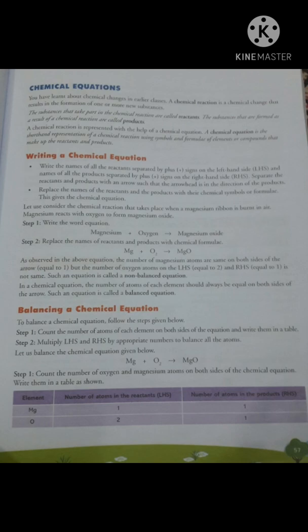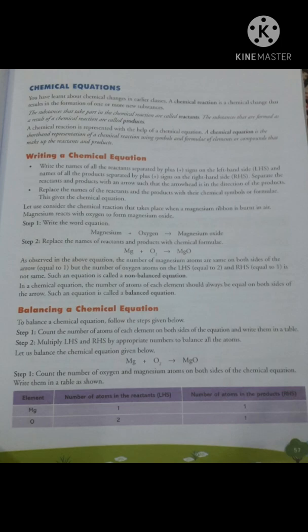Step 1: count the number of atoms of each element on both sides of the equation and write them in a table. Step 2: multiply the left hand side and right hand side by an appropriate number to balance all the atoms. Now let us balance the chemical equation given below. Mg plus O2 produces MgO.